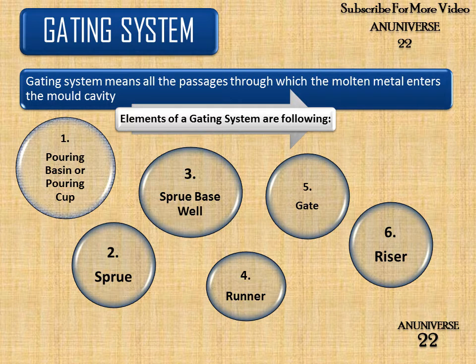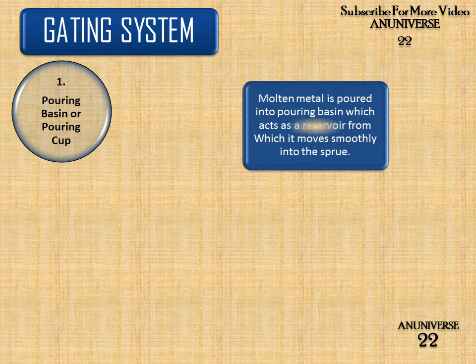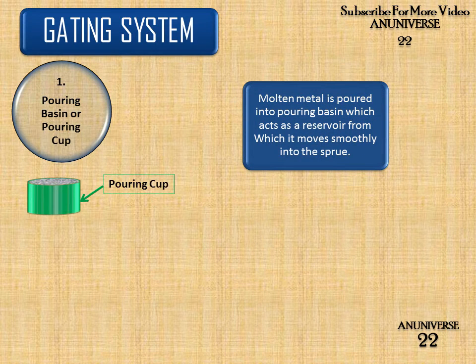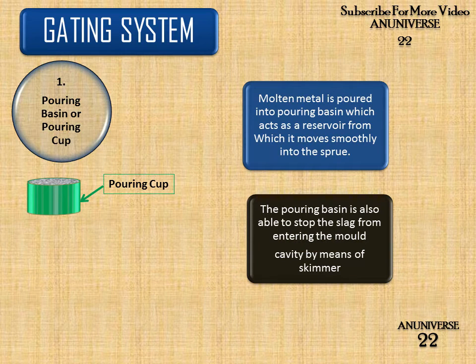So, pouring basin or pouring cup: molten metal is poured into a pouring basin, which acts as a reservoir from which it moves smoothly into the sprue. So here the molten metal is poured from this part, and it generally acts as the reservoir, and the pouring basin is also able to stop the slag from entering the mold cavity by means of a skimmer.